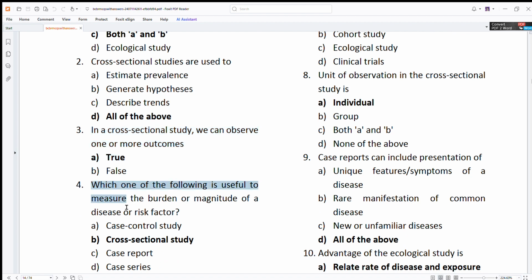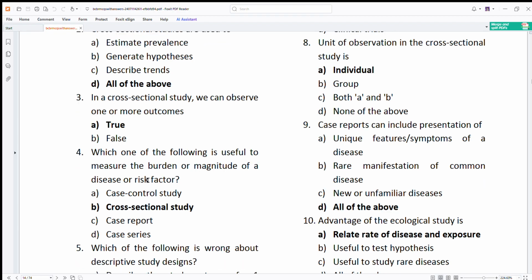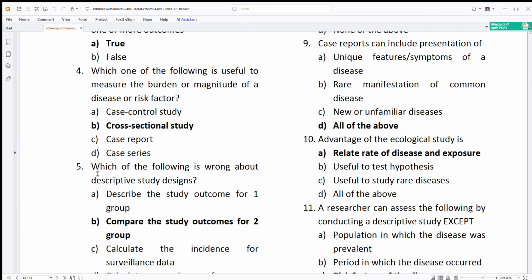Which one of the following is useful to measure the burden or magnitude? I told you burden or magnitude is always measured best by cross-sectional study. To measure the burden or magnitude, that is the prevalence. Cross-sectional study is the best.